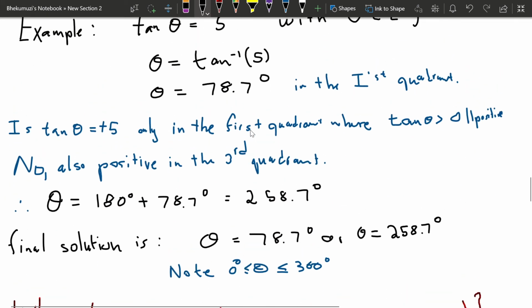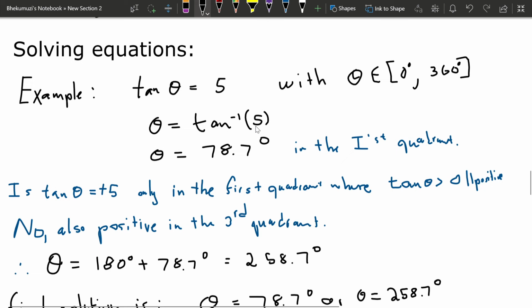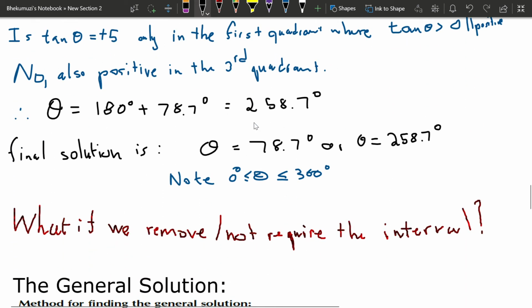So the final solutions are 78.7 degrees and 258.7 degrees. Note that this is between 0 and 360 degrees. The difference from normal solving for x is that in trigonometry you need to find all the solutions in that particular interval. But what happens when we don't require the interval? Then that brings us to the general solution.